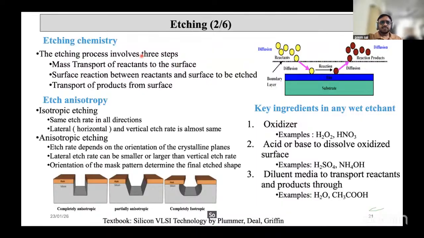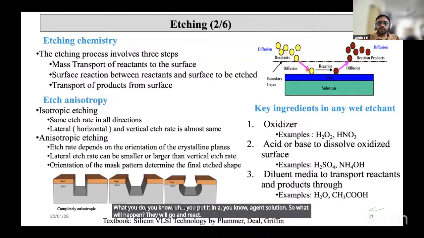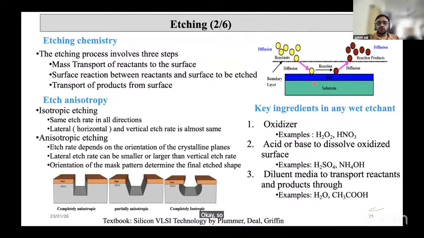It's just 3 steps. The same 3 steps I have made in this figure. You have a substrate and a film. Let's say I want to etch this film. You put it in an etchant solution. What will happen? The reactants go and react. Mass transport of reactants will attack the film, then there will be a reaction, then some will be consumed, and then there will be byproducts. So those are the steps.